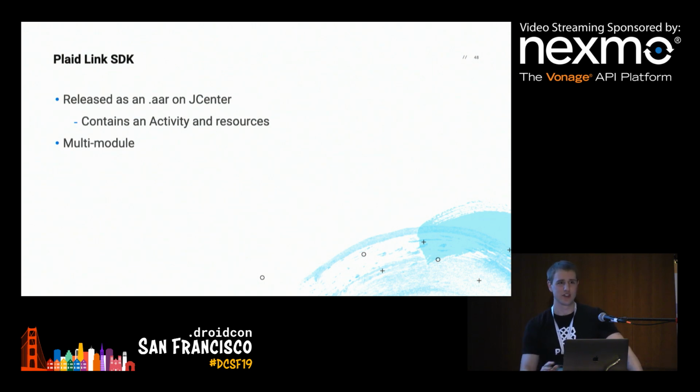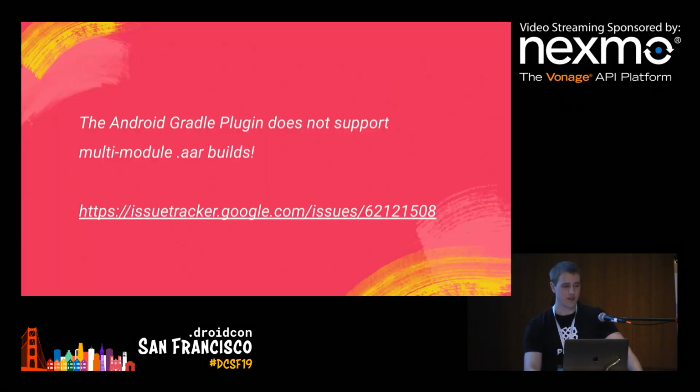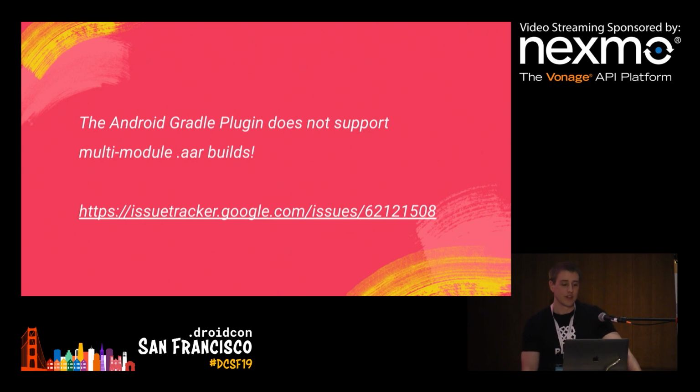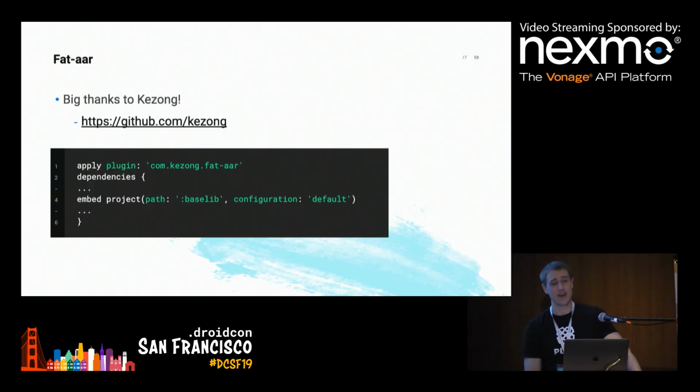We see the architecture, it's really smooth. But there's a major problem. The Android Gradle protocol does not support multi-module builds for AARs. So if all of you could do me a huge favor and go to that link and star that bug. The bug has been open on Google for 4 years, and they have not decided that it is a high priority. Because of that, we have to use FATAAR, which is a library by Qizong.